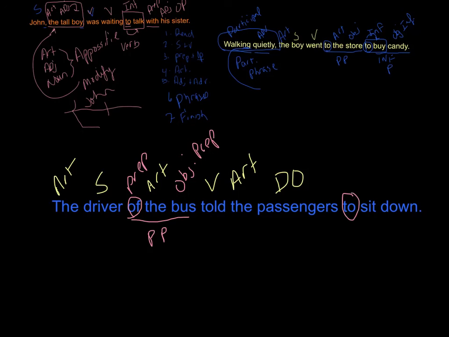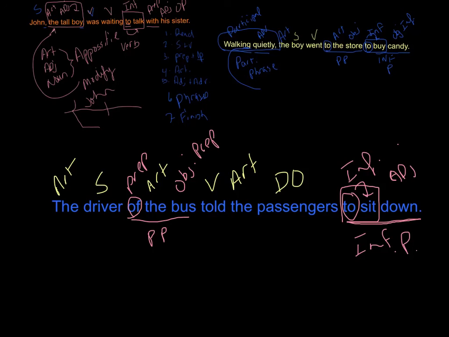To could be a prep, but I see that sit is right behind it, so that's an infinitive. Sit down. Down is describing how they're going to sit, so that's an adjective or adverb. So that's the infinitive phrase. And I have them all.